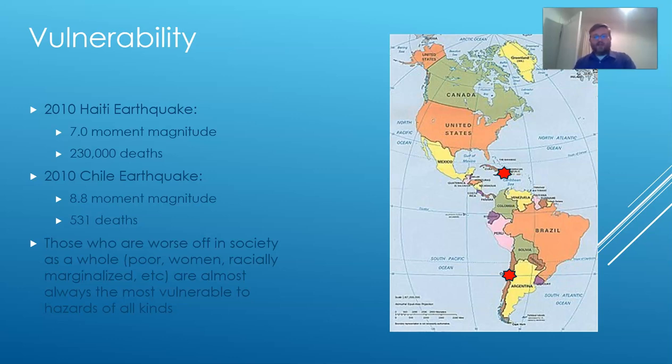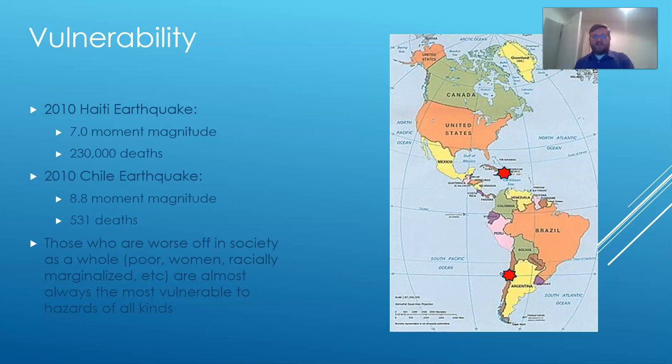From back in 2010, we had two major earthquakes in the Western Hemisphere. So we had an earthquake in Haiti that was a 7.0 moment magnitude earthquake, and it killed 230,000 people. So this was a devastating earthquake, enormous loss of life in Haiti.